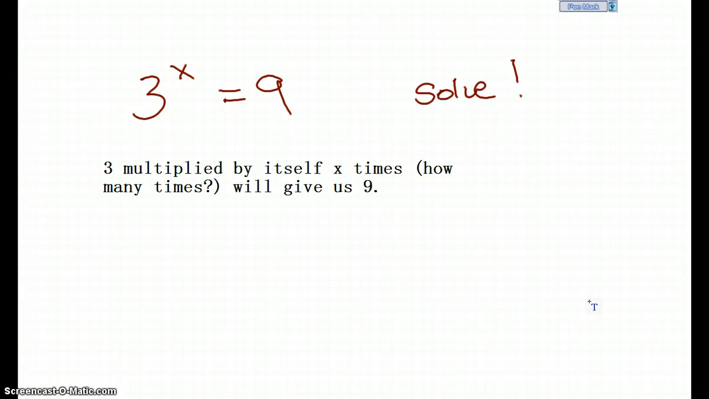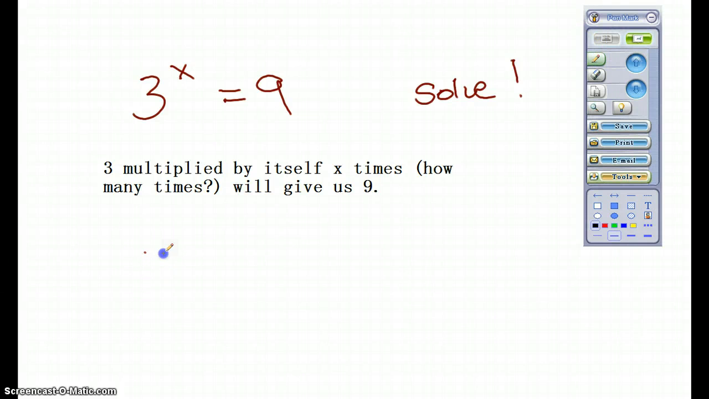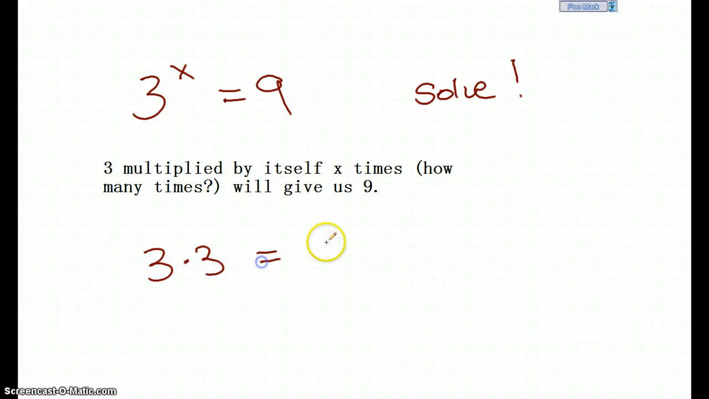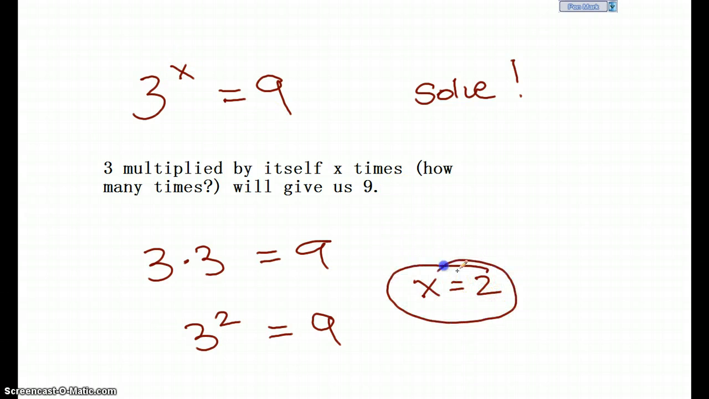Well, I can play around with this, and I can see, hopefully pretty quickly, that 3 times 3 equals 9. So I know that 3 times 3 gives me 9, and 3 times 3 is really 3 to the 2nd power. So in this case, x should be equal to 2. In other words, I should multiply 3 by itself 2 times in order to get 9.